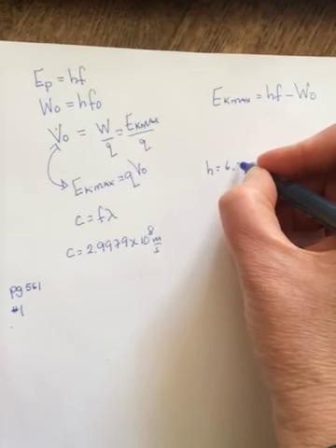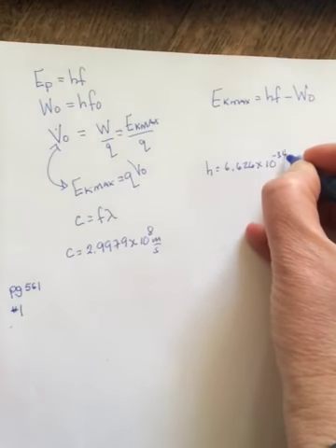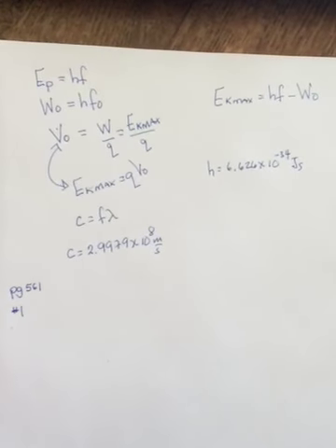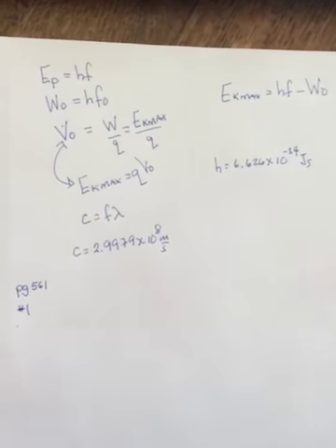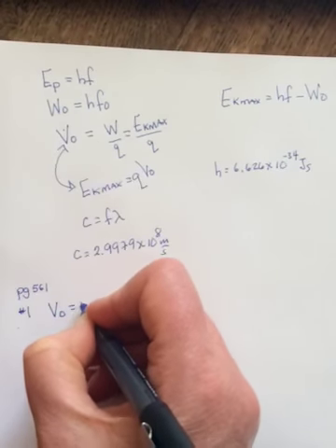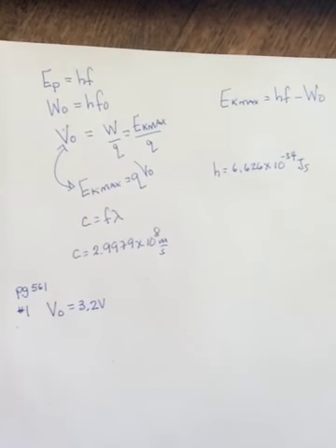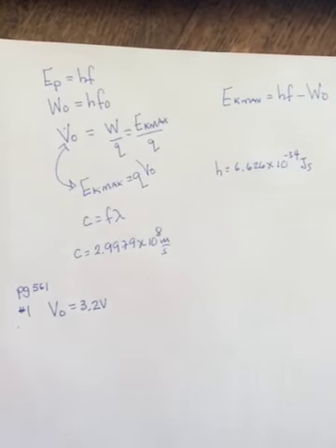H equals 6.626 to the negative 34. And this one is joules seconds, this one is meters per second. So number 1 says the stopping potential to prevent current through a photocell is 3.2 volts. Stopping potential, that's VO. So VO is 3.2 volts. And the question wants to know, calculate the kinetic energy in joules of the photoelectrons as they are emitted.